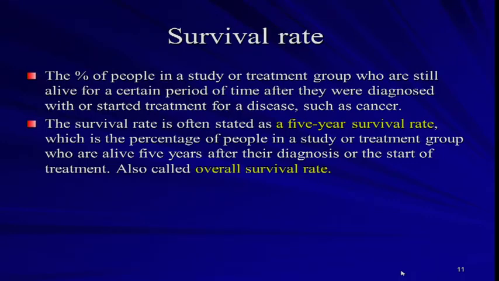The survival rate is the percent of people in a study or treatment group who are still alive for a certain period of time after they were diagnosed, etc. Survival rate is often stated as a 5-year survival rate. You don't have to use 5 years. You can say 10 years, 7 years, 4 years, as long as you mention it.